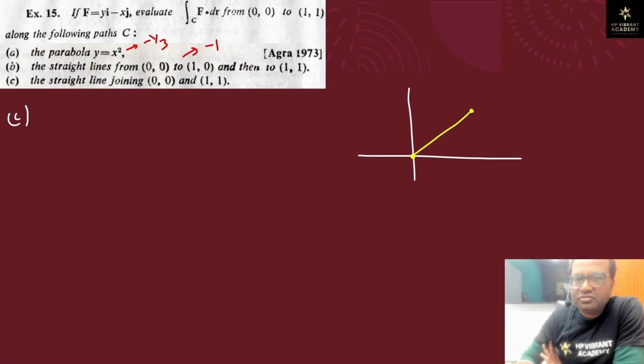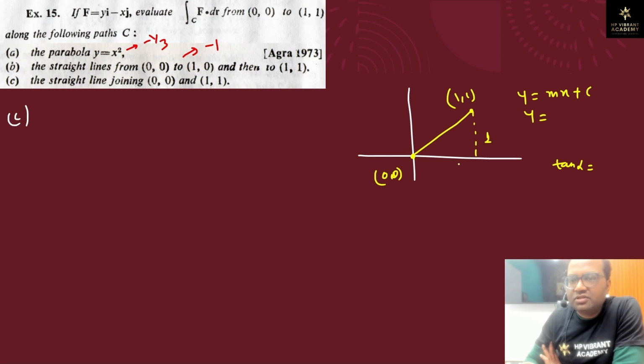So now let us discuss the third part. Straight line joining 0, 0 to 1, 1. So what will be the equation of this? We have the standard equation as y is equal to mx plus c, where c is the intercept. The intercept is 0 here and the slope is 1. Slope is equal to tan alpha. Tan alpha is 1 upon 1, which is equal to 1. So m is equal to 1. So 1 times x plus c, and c is 0 here. So y is equal to x is the equation of this line.